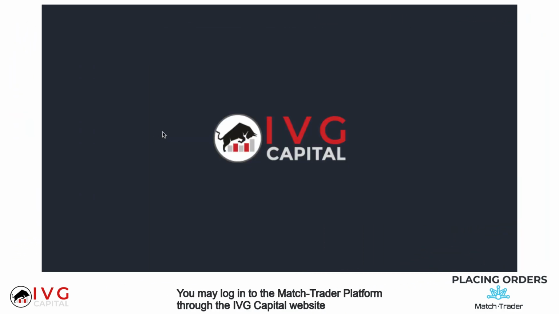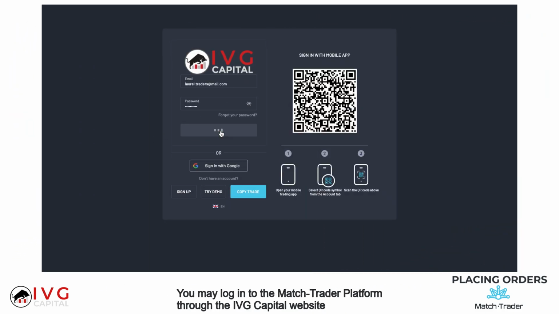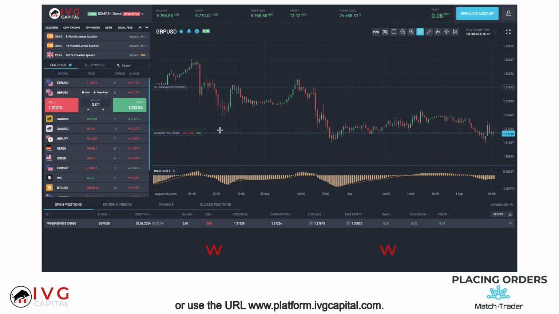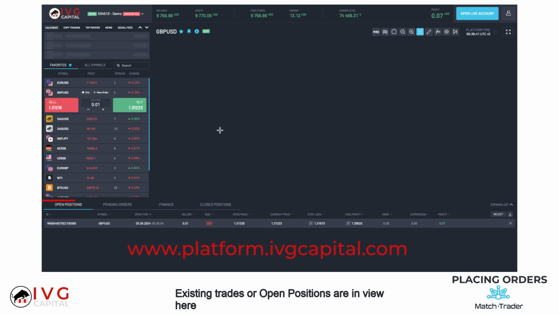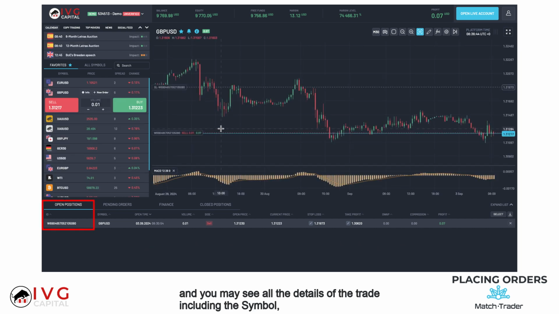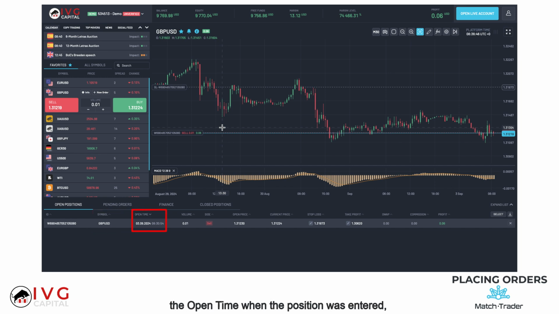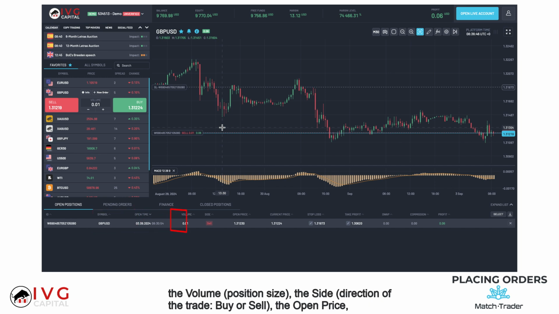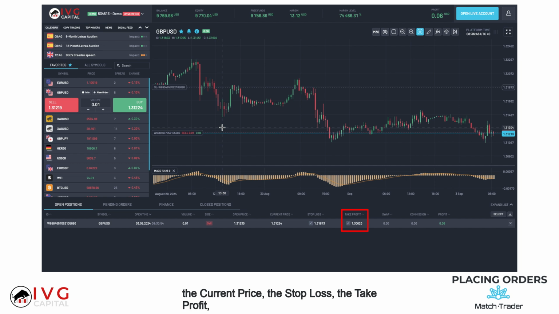You may log into the Match Trader platform through the IVG Capital website or use the URL www.platform.ivgcapital.com. Existing trades or open trades are in view here, and you may see all the details of the trade, including the symbol, the open time, when the position was entered, the volume or position size, the side, the direction of the trade, buy or sell, the open price, the current price, the stop loss, the take profit, swaps, commission, and the profit or loss on the trade.